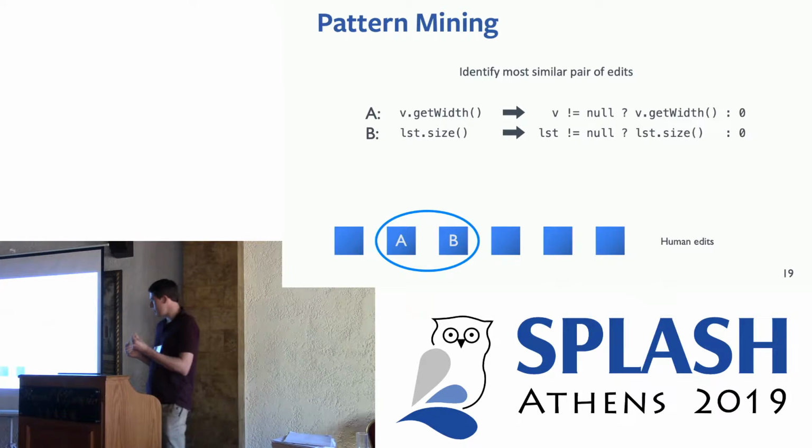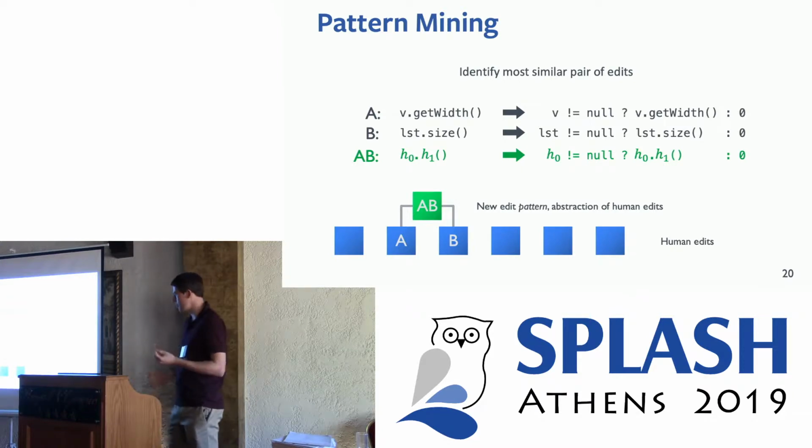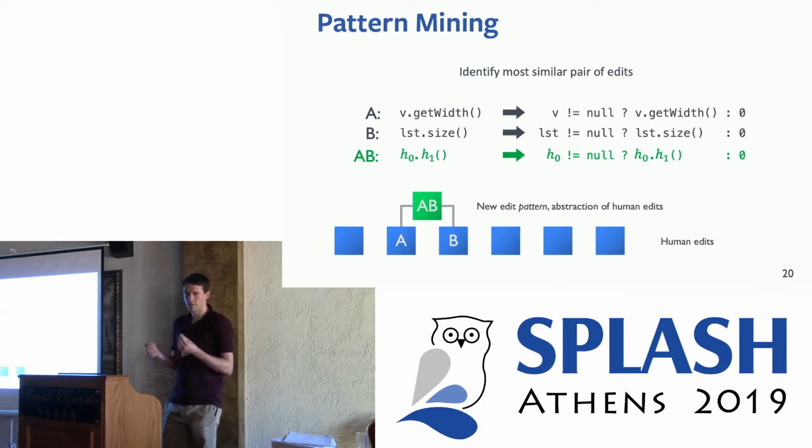And so what we're going to do is we're going to create an abstraction from these edits which basically contains as much information as possible. And so in this case, the structure of these two edits is the same, so we keep that structure. In addition, they both agree on the null and the zero literals, so we'll keep that as well. But in locations where they differ, such as variable names and method names here, we'll replace them with variables or holes.